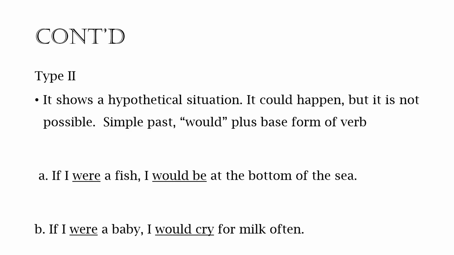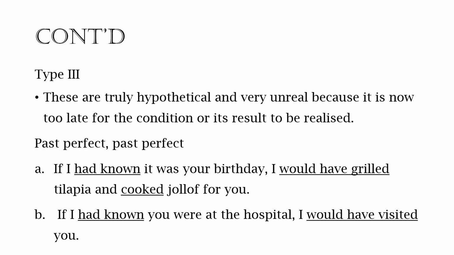The type 2 shows a hypothetical situation. It could happen, but it is not possible. In terms of the tense, we have the simple past plus the base form of the verb. So we have, if I were a fish, I would be at the bottom of the sea. The subordinating clause giving us the situation that if you were, he would be. But the point is that you are not a fish, so you cannot be at the bottom of the sea. So we say that this one is condition or its result unrealized.